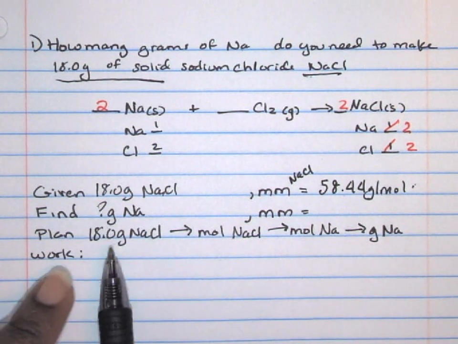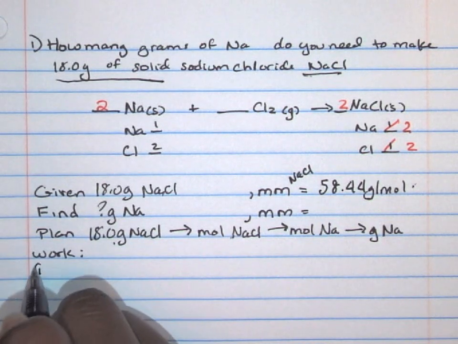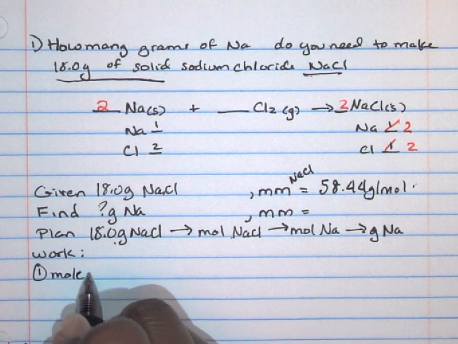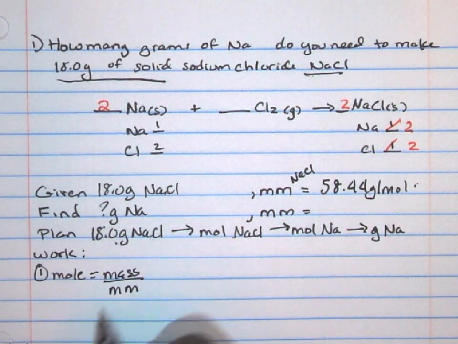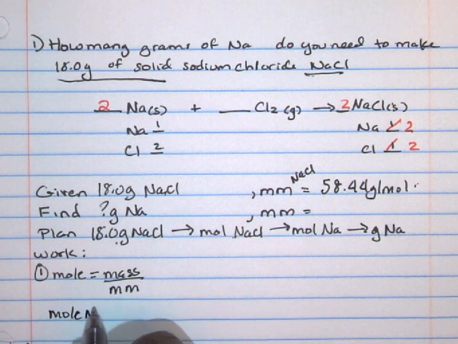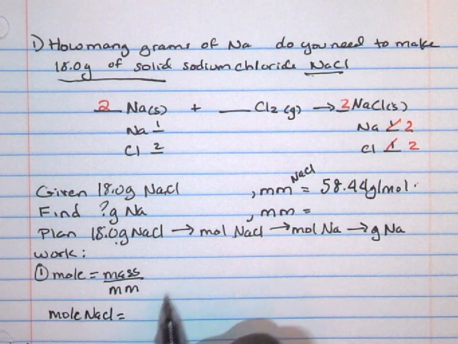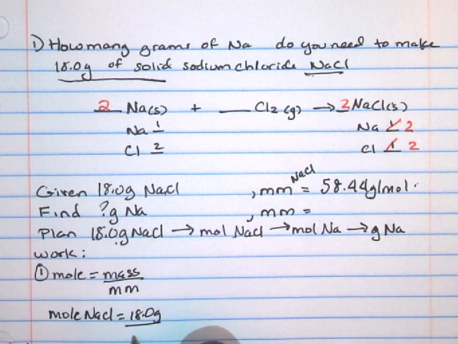Okay, so the first step, I'm going from grams of sodium chloride to moles of sodium chloride. I'm going to use mole equals mass over molar mass. And so the moles of sodium chloride is going to equal 18 grams divided by the molar mass.